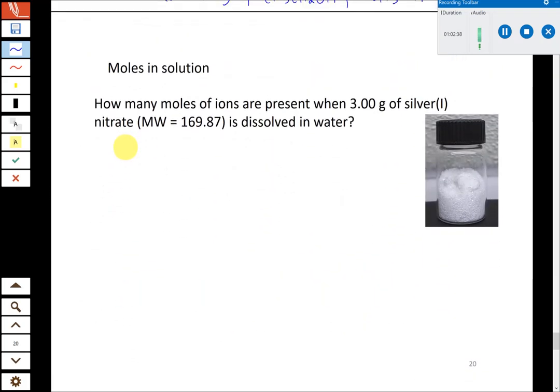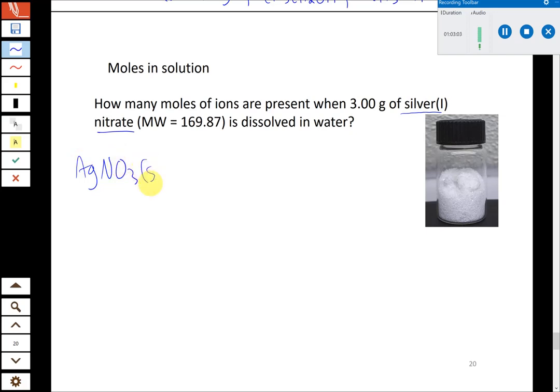And so what this allows us to do then is talk about what happens when we dissolve a compound in water and how that relates to the moles that are in solution. So if we take silver nitrate and dissolve it in water, we want to know how many moles of ions are present when 3 grams of this dissolves in water. Okay? So if we have silver 1 nitrate, we need the formula for that, so it's going to be AgNO3, plus 1 on silver, minus 1 on nitrate, so you need 1 of each to balance the charge.